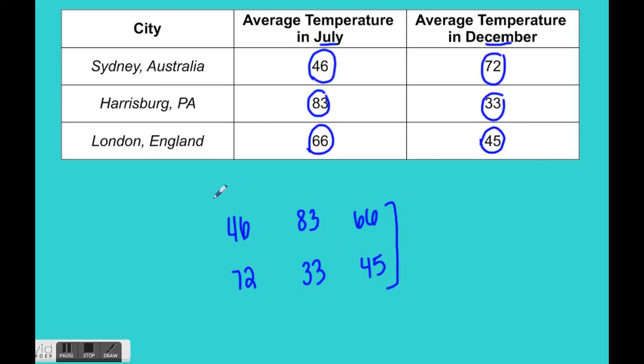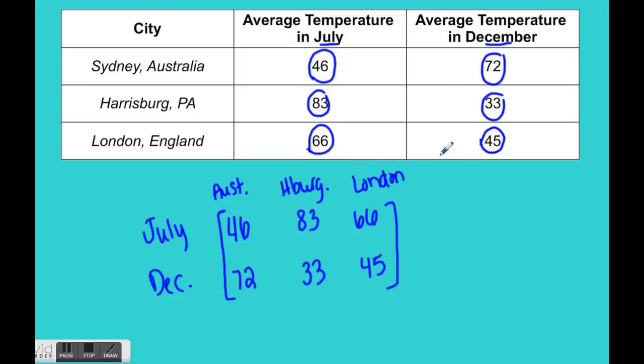So now I have a 2 by 3 matrix where my rows are represented by the months of July and December for each city. My first column represents Australia. My second column represents Harrisburg, and my final column represents London.